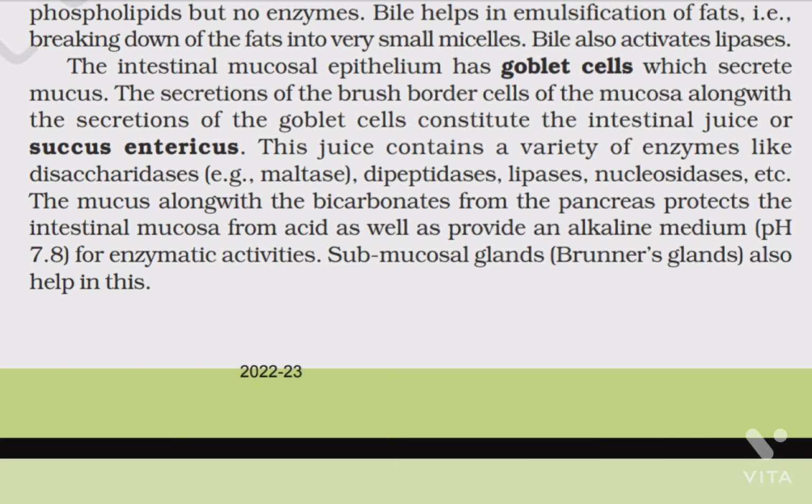The mucus, along with the bicarbonates from the pancreas, protects the intestinal mucosa from acid as well as provides an alkaline medium, pH 7.8, for enzymatic activities. Some mucosal glands, Brunner's glands, also help in this.